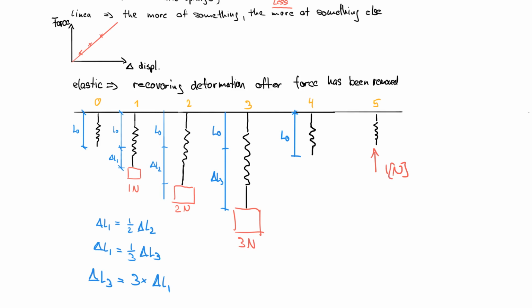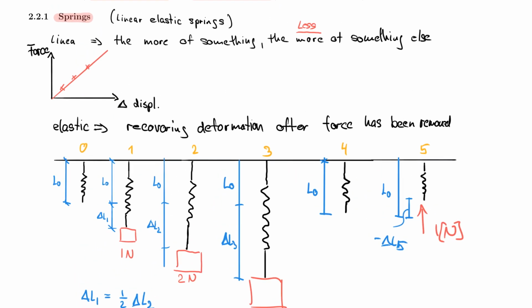And now, of course, I compressed my spring. And so my L naught would still be the original length, L naught, but now I have a negative delta L, which would be this here. And so this is negative delta L, and let's call that 5. And because the spring is linear elastic, if that is 1 Newton, then this stretch delta L1 would be equal to the negative delta L5. So they stretch in the same direction. And that is really the definition of a linear elastic spring.